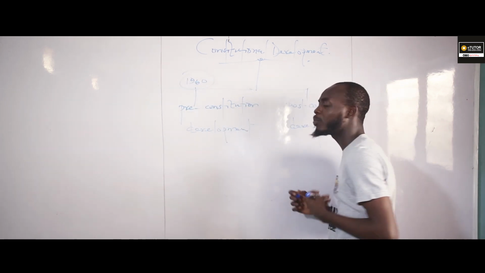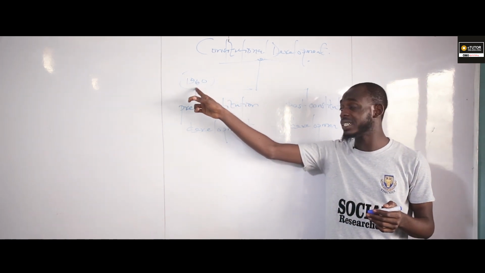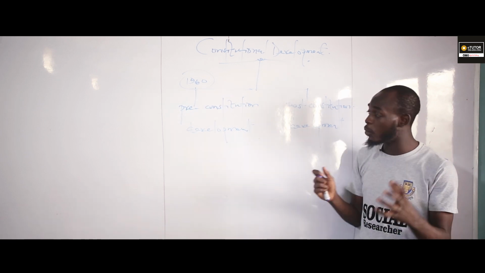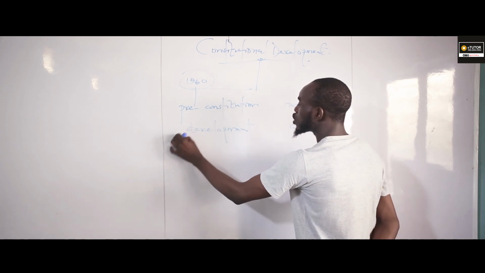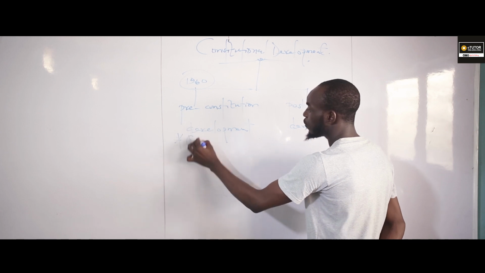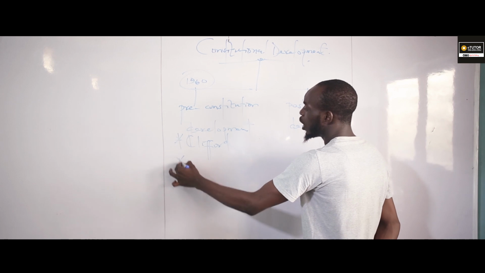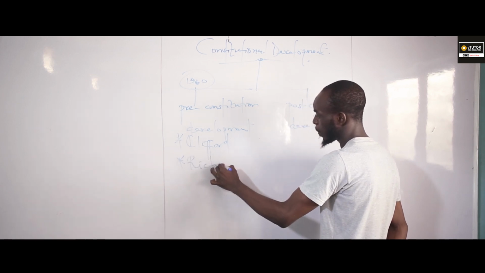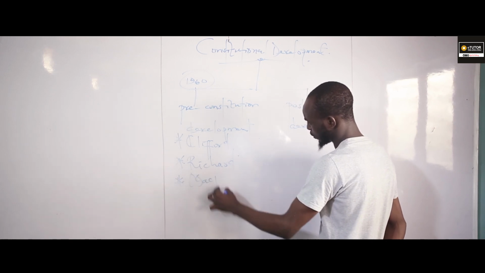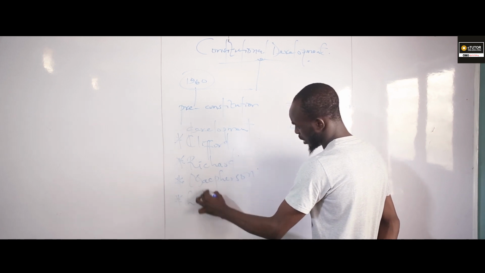A lot of people normally base their criteria on the fact that we got our pure independence in 1960. But before I conclude the class, I will tell you how we derive the advent of that. Under pre-constitutional development, we have the Clifford Constitution, the Richard Constitution, the Macpherson Constitution, and the Littleton Constitution.